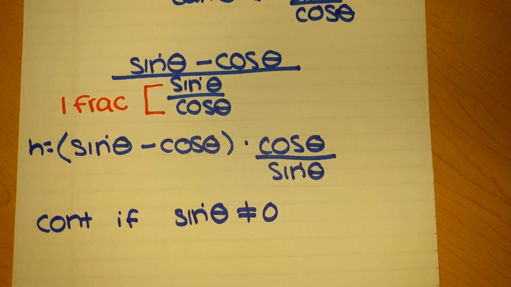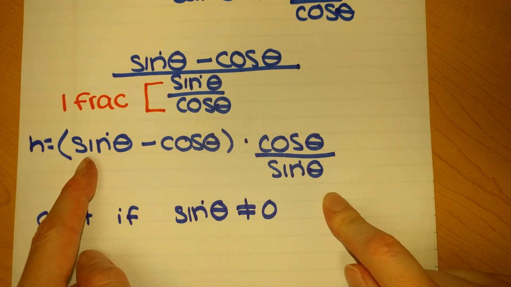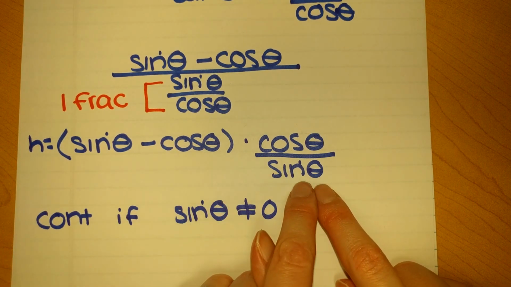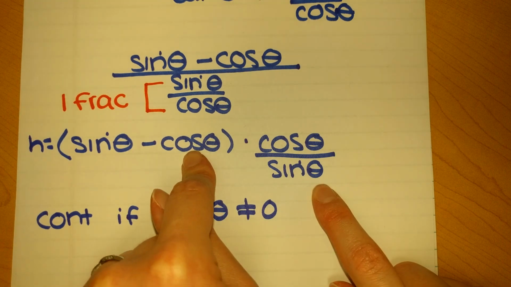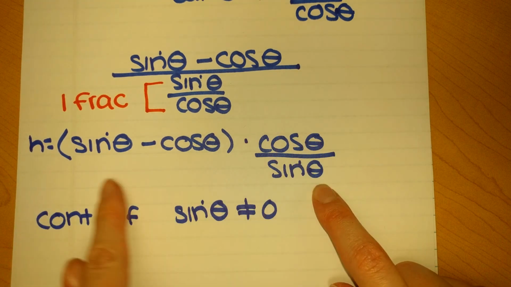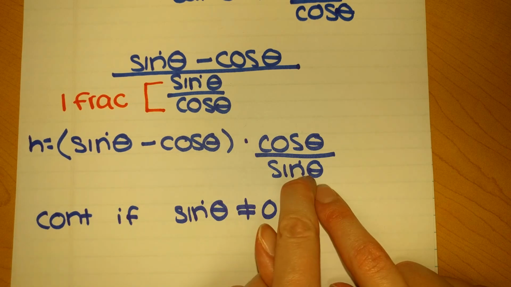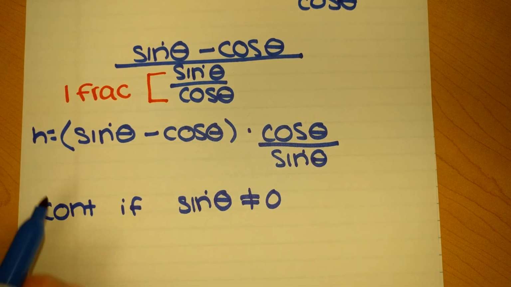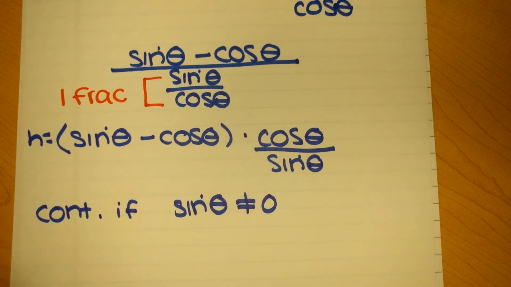Now, some of you might be sitting there saying, well, this sine theta is going to cancel out with that sine theta, and that is certainly true, but this sine theta is never going to cancel out with this cosine theta. So even if I were to simplify this, the sine theta is always going to be there forever. So it's going to be continuous provided sine theta is not equal to 0.